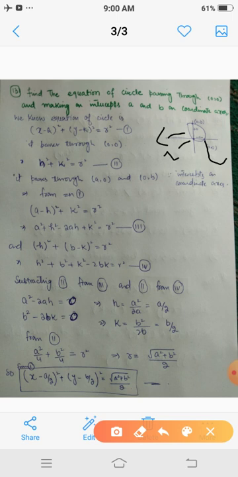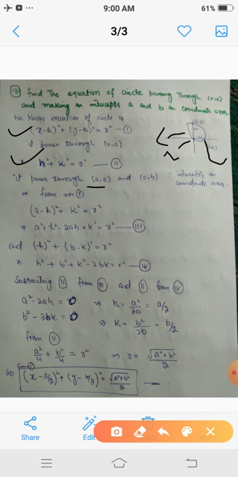We know that (x minus h) squared plus (y minus k) squared equals r squared is the equation of a circle whose center is (h, k) and radius is r. Now it passes through the point (0, 0), which implies that putting x equals 0, y equals 0 in the first, we get h squared plus k squared equals r squared.